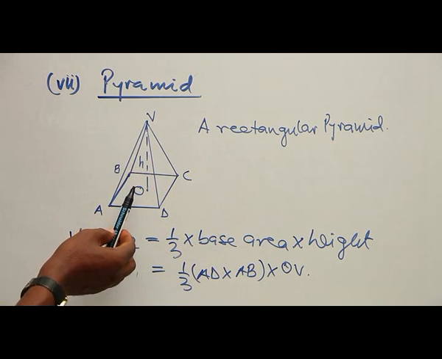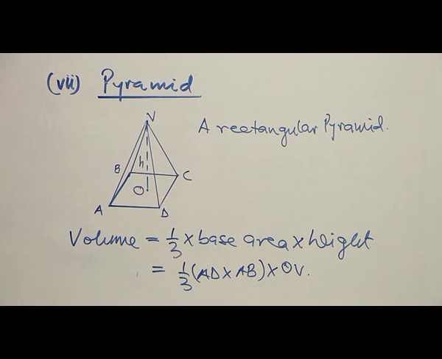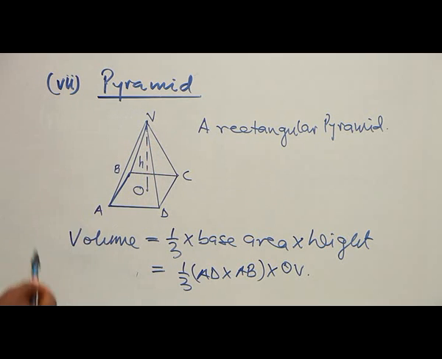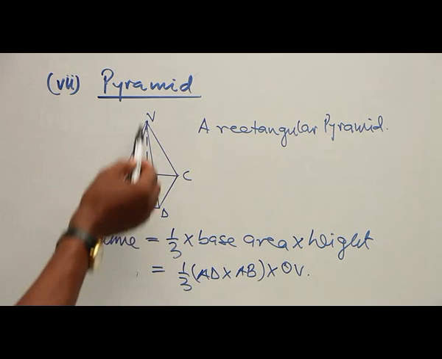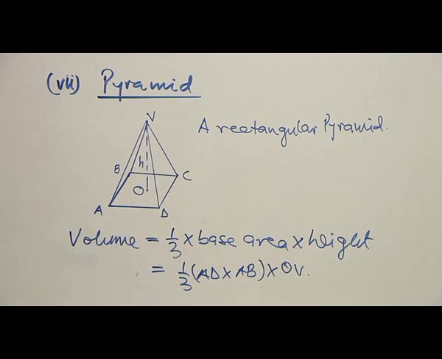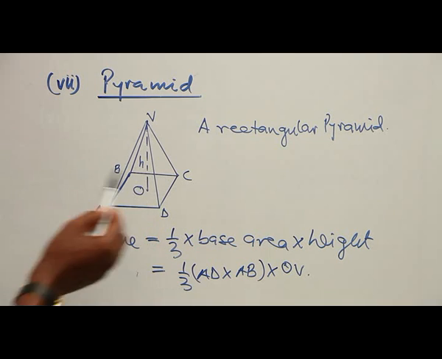Now, if you look at this diagram, you have A, B, C, D as the rectangular base. You have the point B, which is the vertical point, where all the edges meet. And now, this is the vertical height, and this is the center.